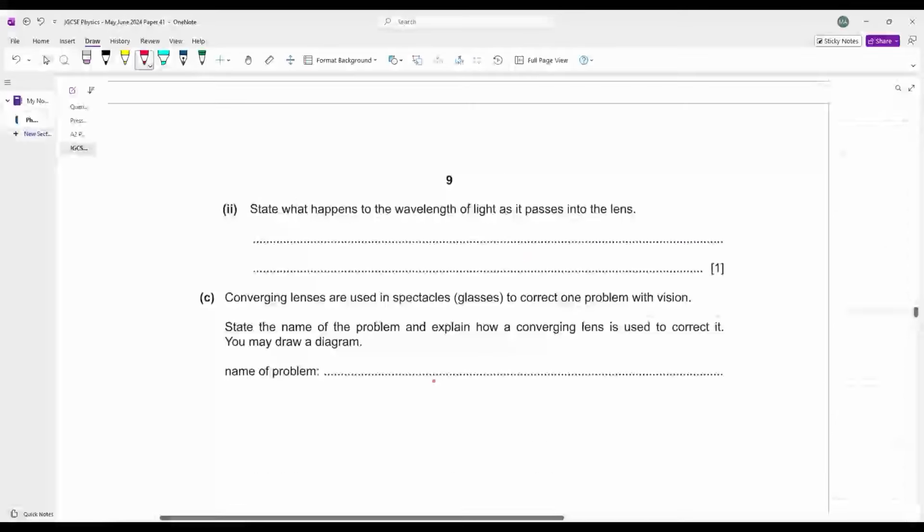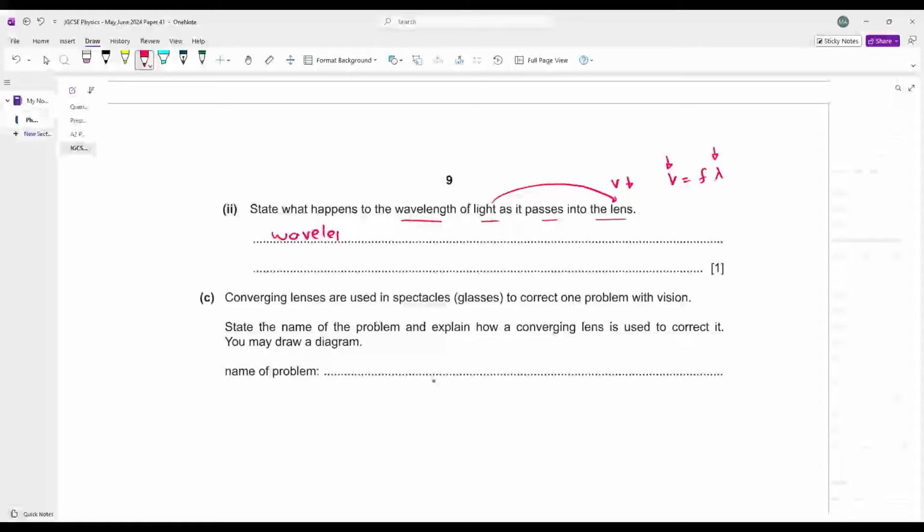आगे बढ़ते हैं बेटा. State what happens to the wavelength of light as it passes into the lens. बेटा जैसे ही आपकी लाइट लेंस में एंटर करती है इट्स स्पीड डिक्रीजेस. Have we studied v is equals to f lambda? As the speed decreases, wavelength also decreases. Wavelength decreases. Simple as that.